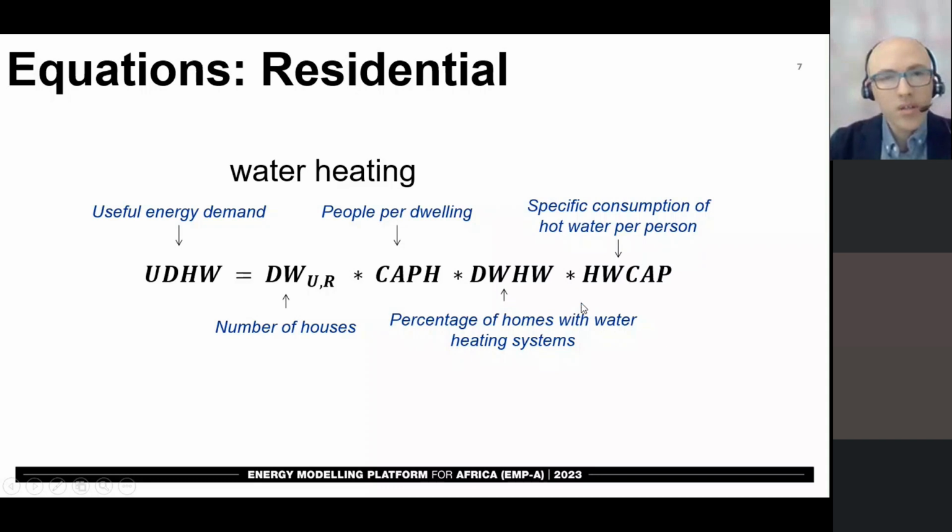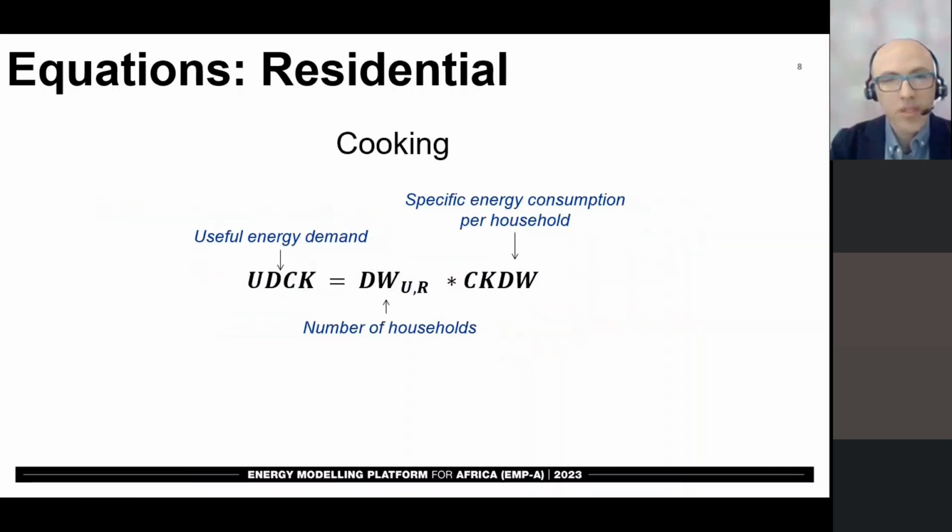For the other uses, the specific consumption is given per dwelling. It's not per person. This is what we will see here. And for cooking, the useful energy demand for cooking is the number of households multiplied by the specific energy consumption per household.